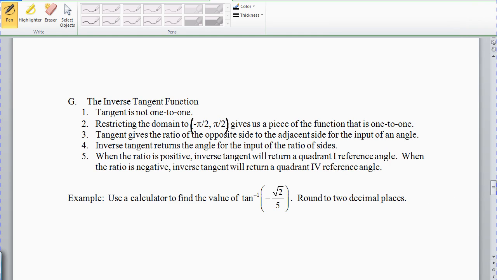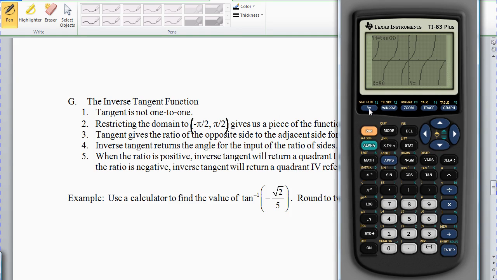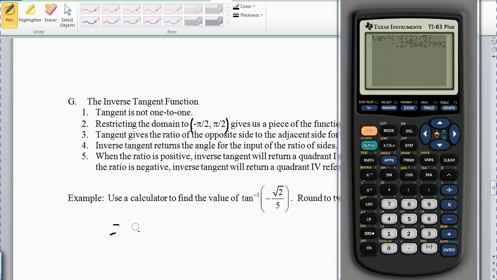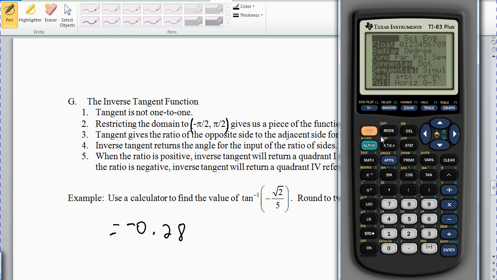So we're going to use a calculator to find the inverse tangent of negative square root 2 over 5. Before I do that, I'm going to take it back to radian mode. Most of your answers will be in radians. So let's do inverse tangent, and just like sine and cosine have an inverse above them, tangent does also. Inverse tangent, negative square root 2, close parentheses, divided by 5, close parentheses, enter, and we get that value. We're going to round to 2 decimal places once again: negative 0.28. Making sure that the mode is in radians.